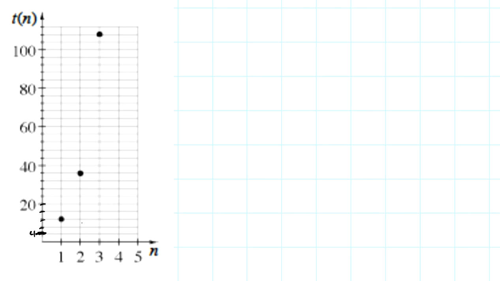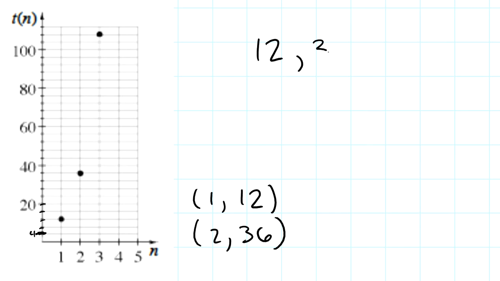So this first point appears to be at the point 1, comma, that's 3 times 4, 12, right? So the first value is 12. The next value appears to be at 20, 24, 28, 32, 36. So it looks like 2 comma 36 is a point on the graph. So 36 is the next value on the sequence.